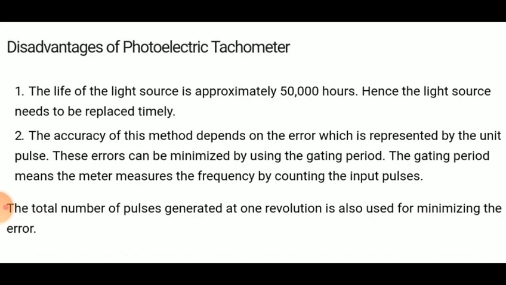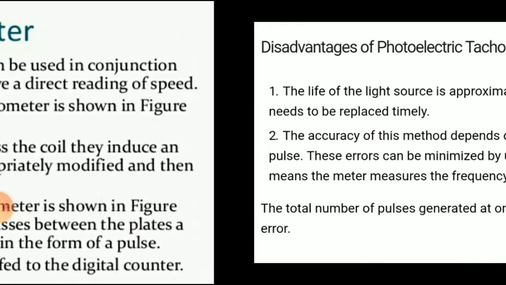Disadvantages: the life of the light source is approximately 50,000 hours. Hence, the light source needs to be replaced from time to time. Then the accuracy depends principally on the error represented by one pulse. If the period is too small, serious errors are caused. So these are some disadvantages of the photoelectric tachometer.